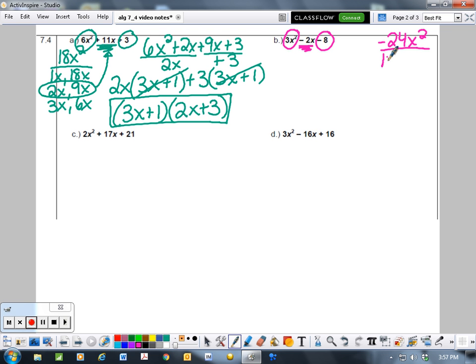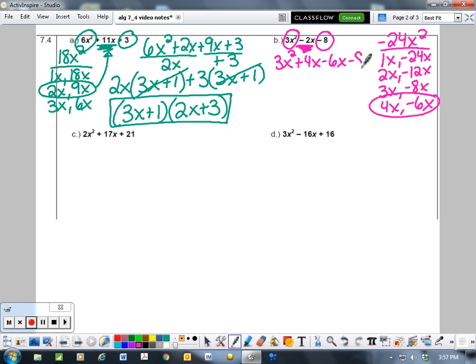So when I make my list, 1x and negative 24x, 2x and negative 12x, 3x and negative 8x, 4x and negative 6x. 5 doesn't go, and then I end up at 6. So which one of those add to be negative 2? That would be this. So now I rewrite it. 3x squared plus 4x minus 6x minus 8.